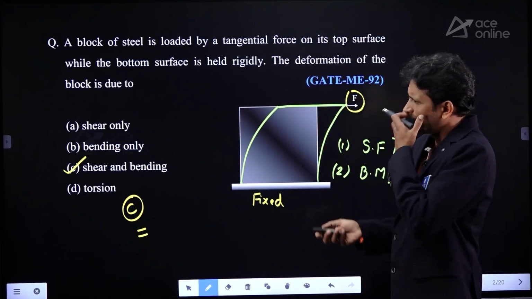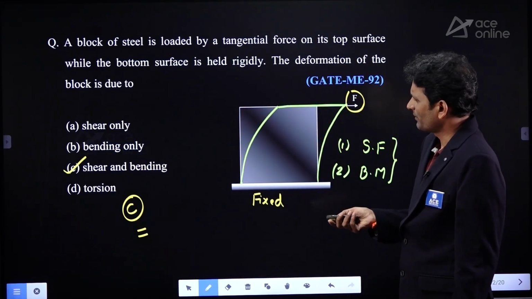Hope you understand this question. Let's move on to the next question.